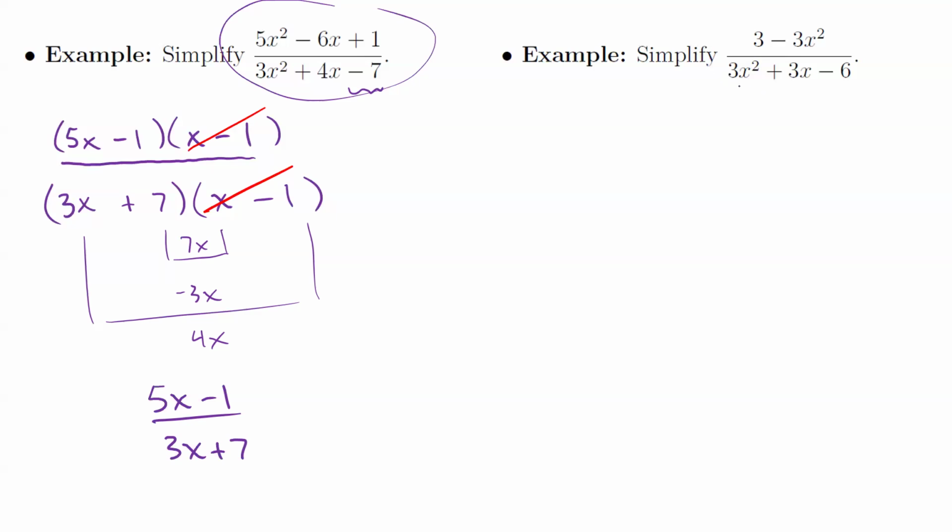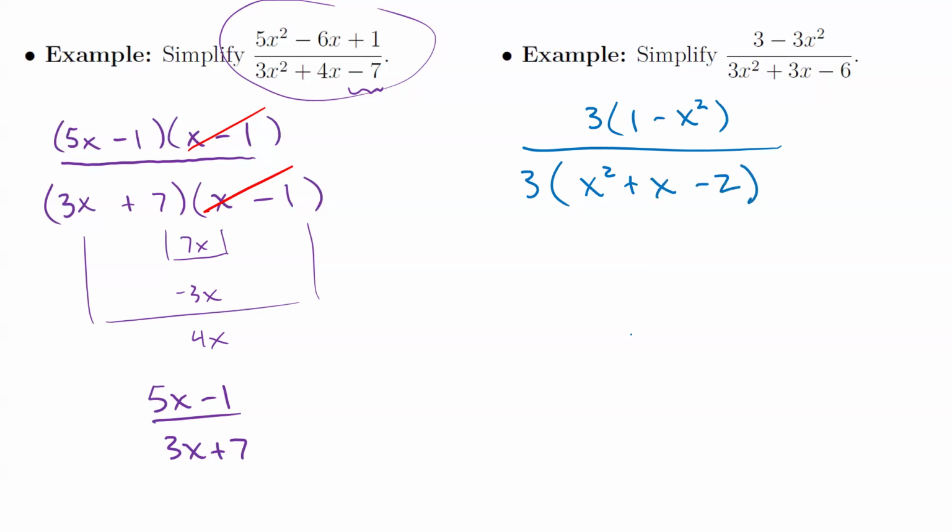Okay, now we want to look at this one. Here, we definitely don't want to forget about our easy factoring, right? So on the top, I can see a 3 can come out of both of those terms. And I can see a 3 can also come out of those terms. Okay.